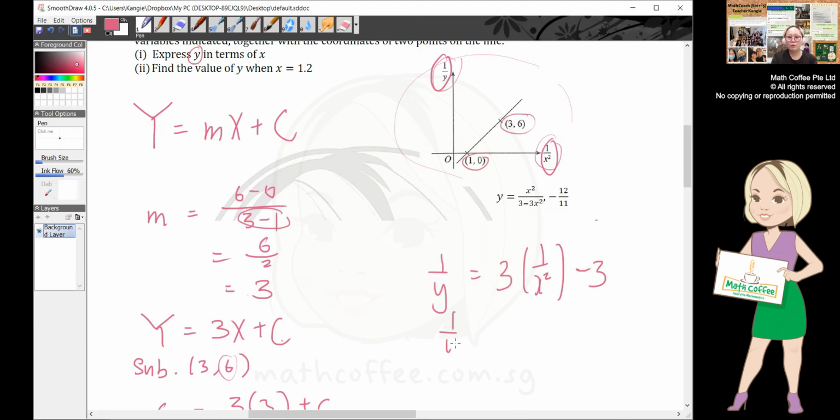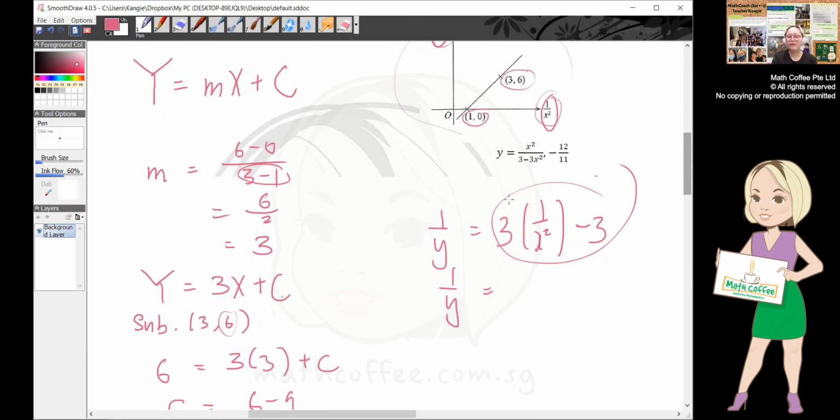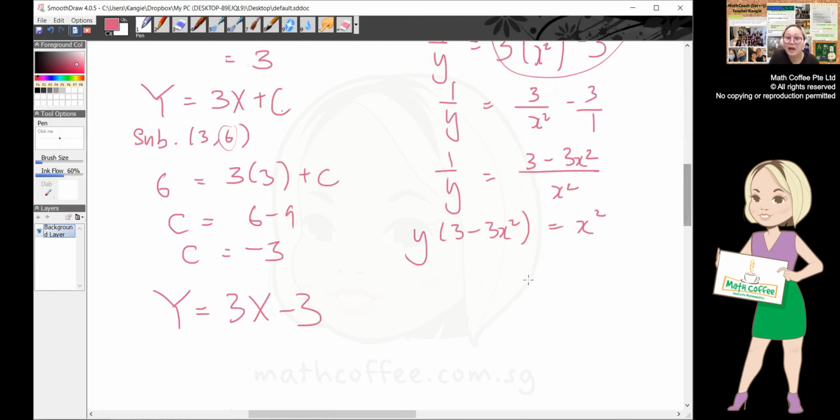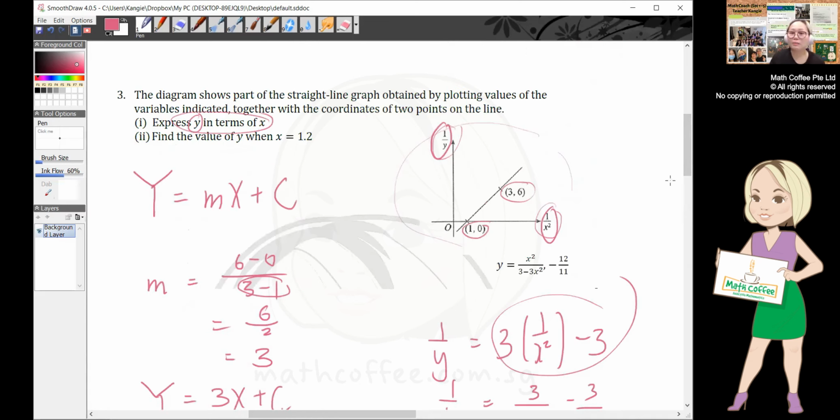So what I do is, I'm going to combine the right-hand side into a single fraction first. So it's 3 over x squared minus 3 over 1. So 1 over y equals 3 minus 3x squared over x squared. Now cross multiply. y times (3 minus 3x squared) equals x squared. Now I'm going to make y the subject. So y equals x squared over 3 minus 3x squared. Done. So my small y is on the left-hand side and it's 1y, and my right-hand side doesn't have any y. So I already fulfill their requirement by saying y in terms of x.